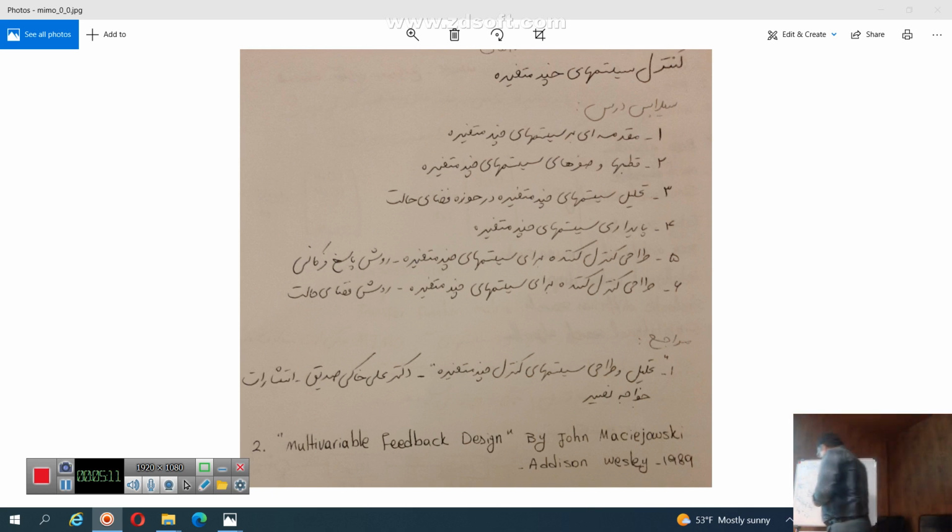You see these items in output. This is not zero. This is not zero. This is not four. This is not four. The definition of zero and pole in SISO system is not valid for MIMO system. MIMO means multi-input, multi-output. In MIMO system, the definition for this system is not valid.